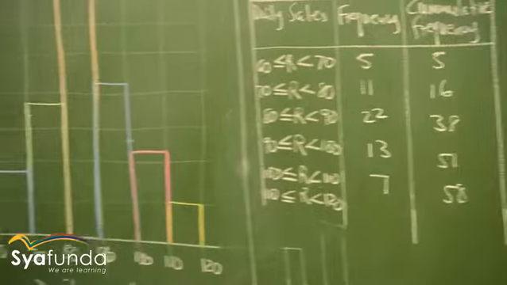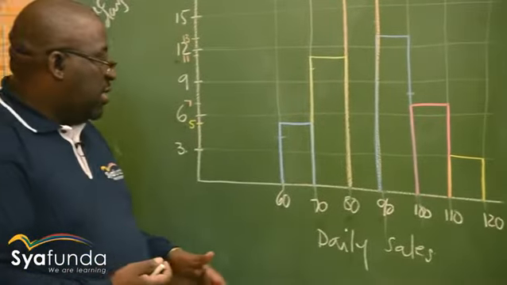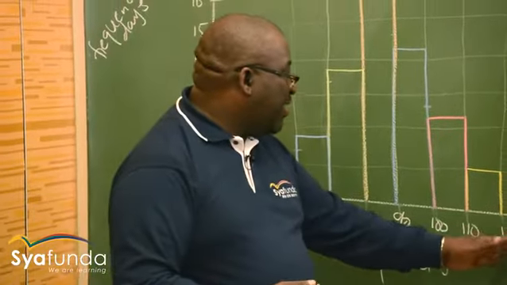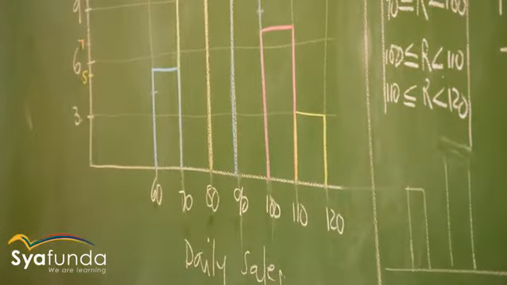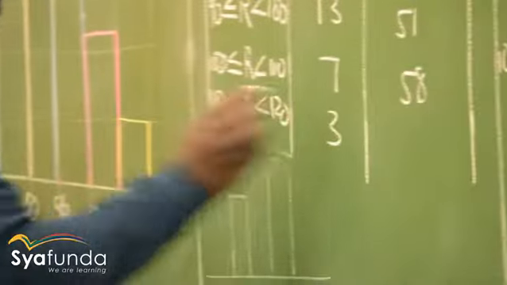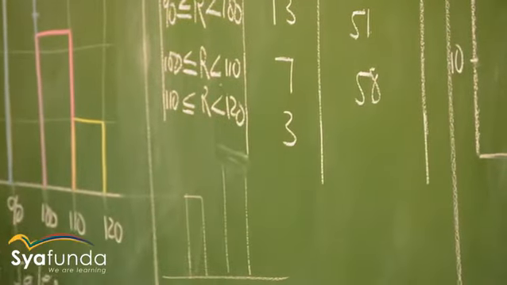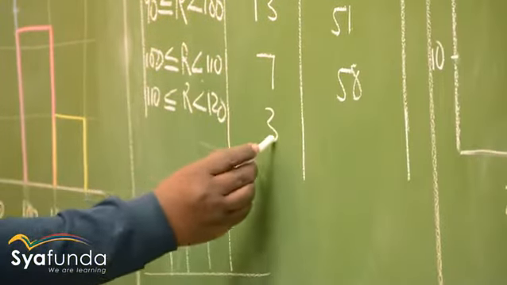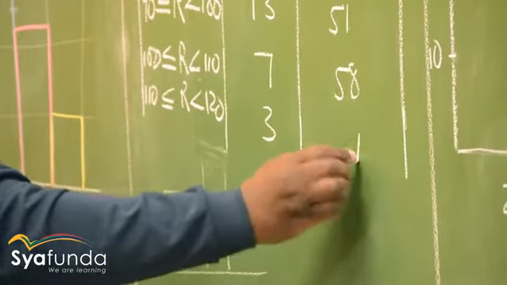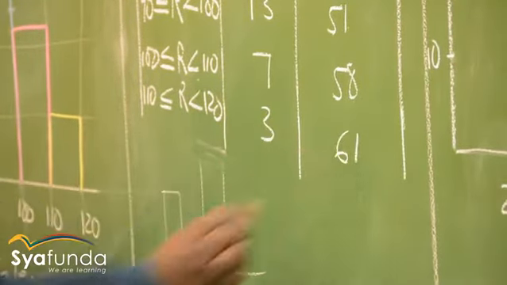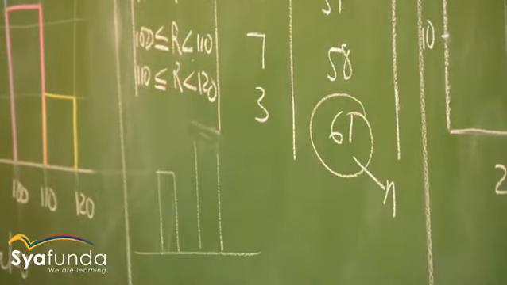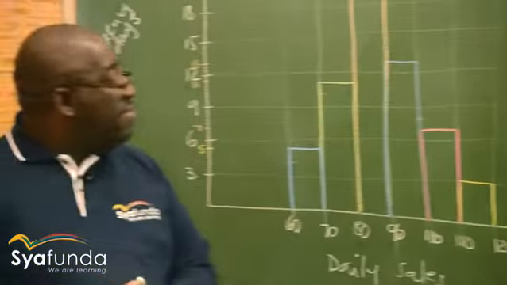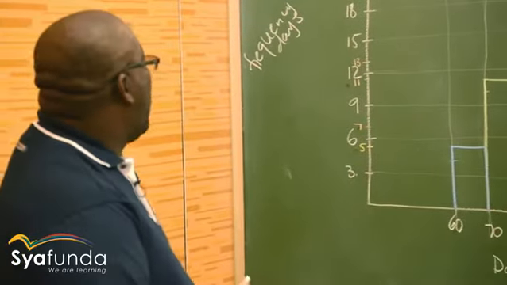Let's look at the last one. Between 110 and 120, what is the frequency there? It is exactly on the line. It is 3. So this one will be 3. Then what will be the cumulative frequency? You add this 2. So it's 3 plus 8, it is 11, carry 1, plus 5, it is 6. So it is 61. So this 61 becomes very important. It is the one that we will refer to as n. The number of times, 61, 61.